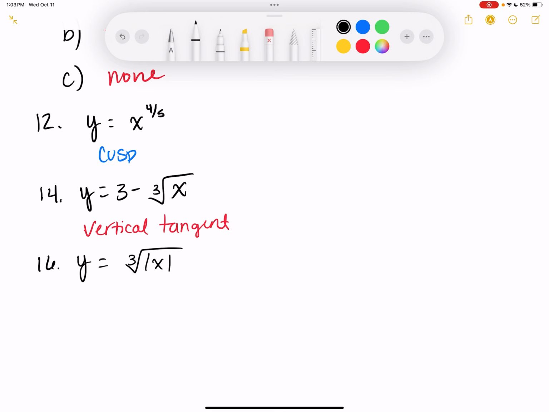But then we also had the absolute value of x was a what? This one's kind of confusing because without actually looking at the graph, it would be hard to tell what it is. Looking at the graph, we can tell that it's a what? Is it a vertical tangent? No. Corner? No. It's neither of the two that you would think it would be.